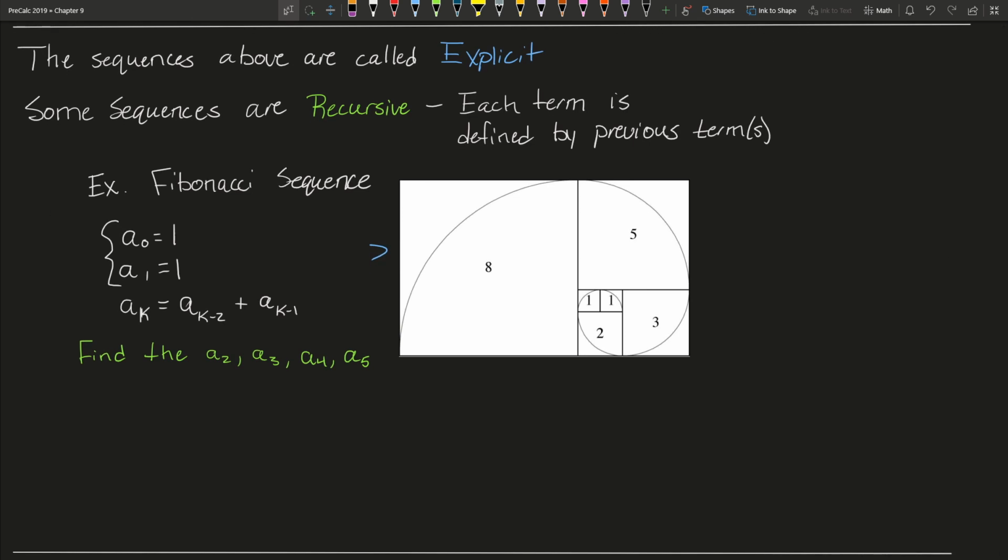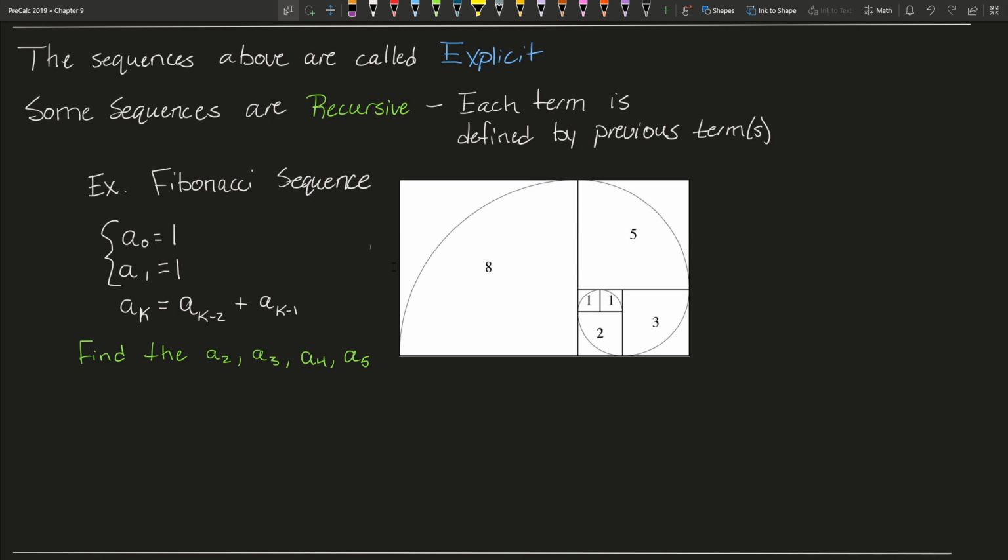So far in the previous examples, we've only really been dealing with explicit sequences. Those are sequences where there's an explicit rule to find each term, which doesn't depend on anything else. It only depends on the number of the term. Some sequences, though, are recursive, which means that each term is defined by terms previous to the one you're trying to actually look at. So explicit, there's a specific rule for each number, whereas recursive, you need different terms previous to that in order to find the next one.